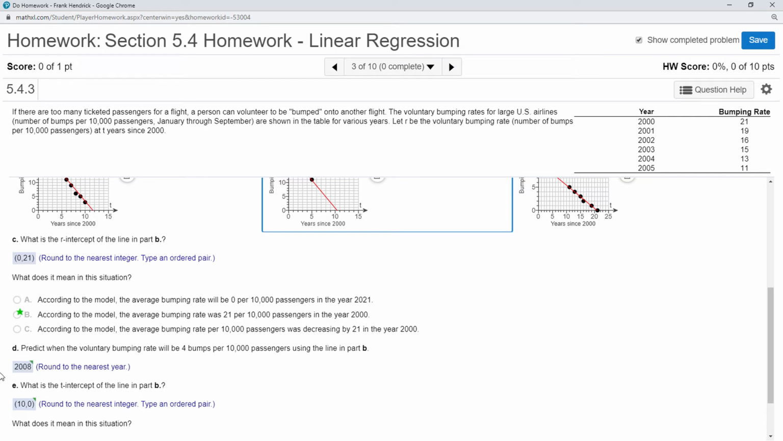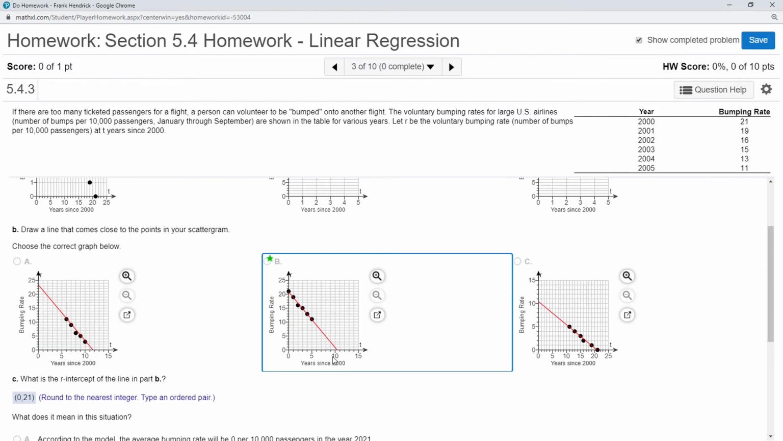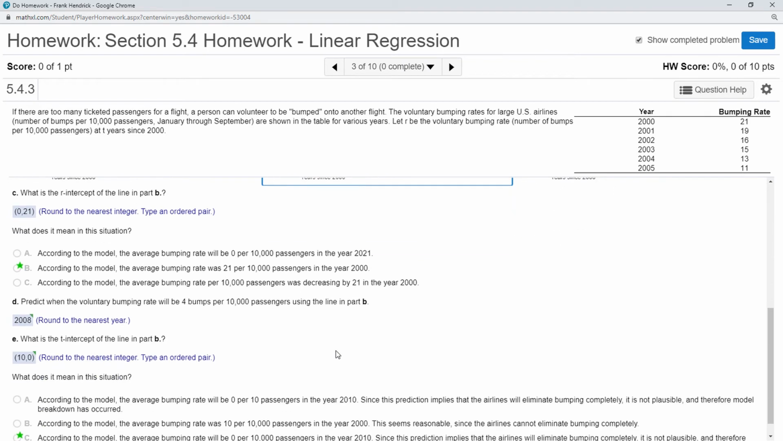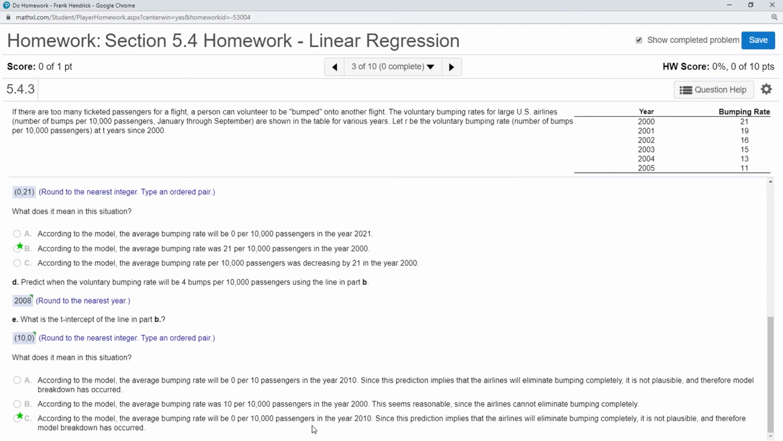What is the t-intercept? Where it crosses the x-axis here. Well, it comes in about 10, looks like. Yeah, 10, 0. According to this, it'll be zero. The zero bumping will occur in 2010, and we have a model breakdown because it's not possible to have no bumping on the airline. It's always going to happen.